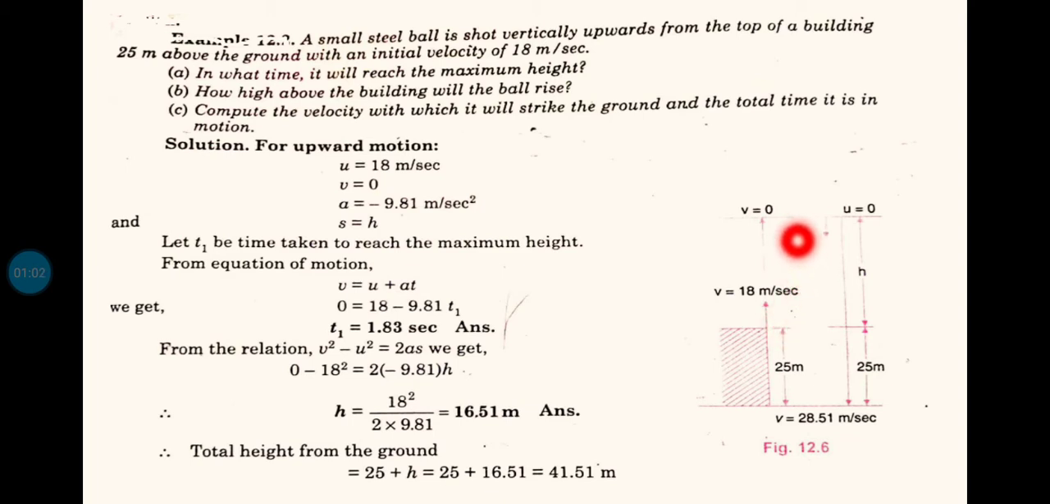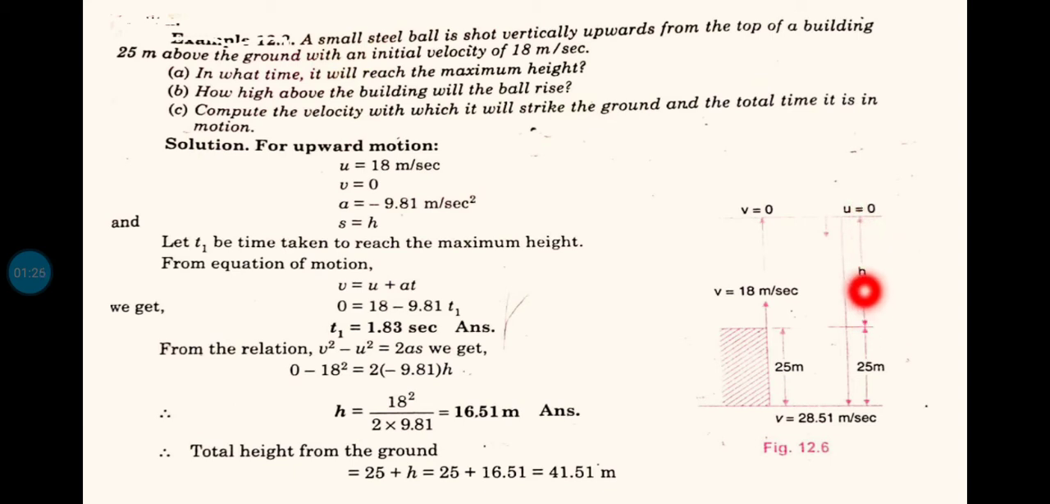As we know, it reaches the maximum height. Assume that this is the maximum height. Once it reaches this maximum height, the final velocity is going to be 0. That's why here it is shown as v is equal to 0. u is equal to 18 meter per second, and at the maximum height v is equal to 0. We don't know up to what height the steel ball will rise. That distance we are taking as h.